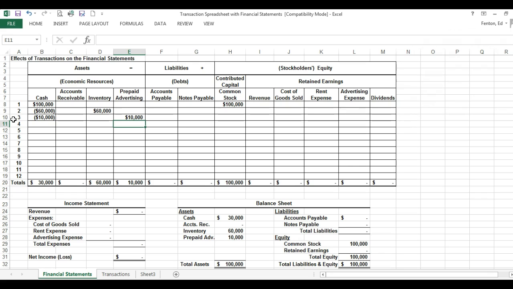We still have not used one revenue account or one expense account. We've only changed the balance sheet accounts around, and we've been lowering cash, and now we have the two other assets, inventory and then prepaid advertising.